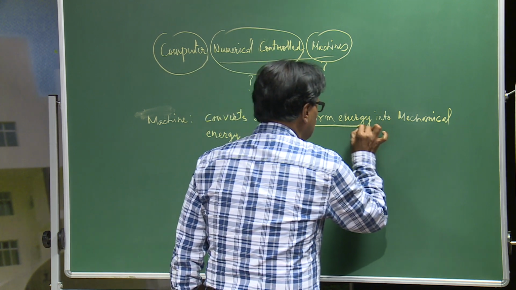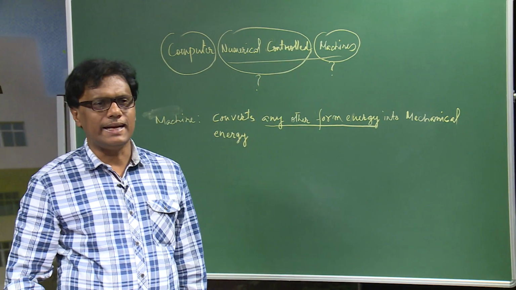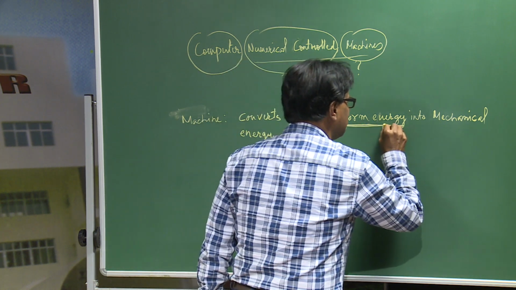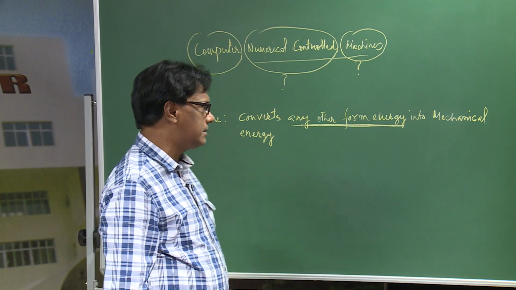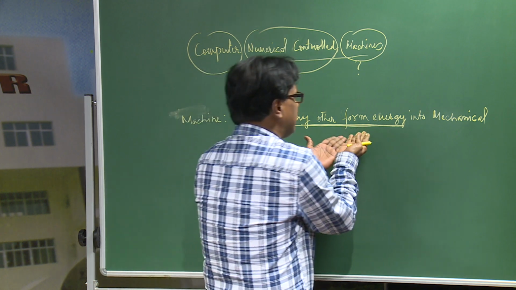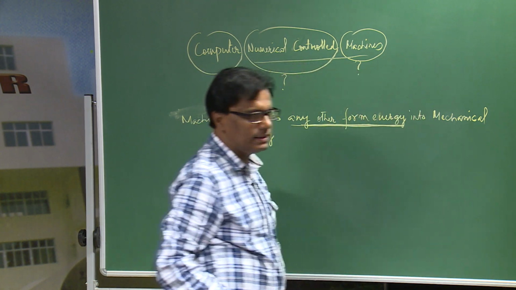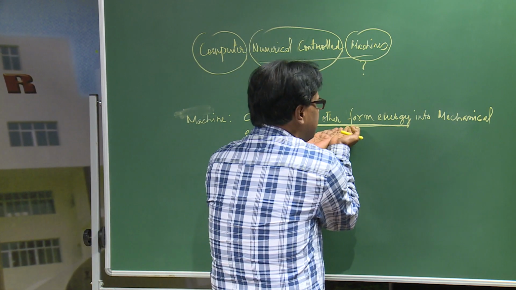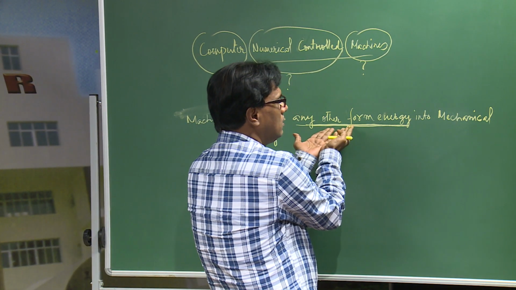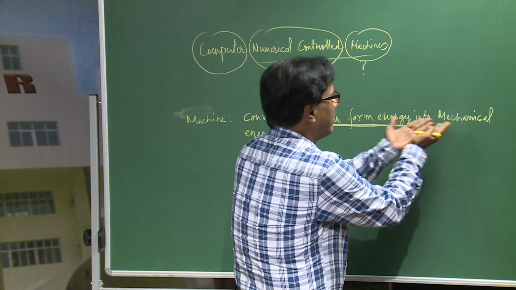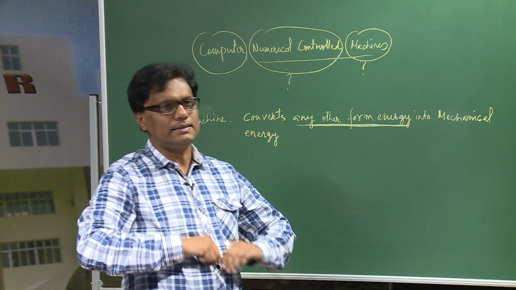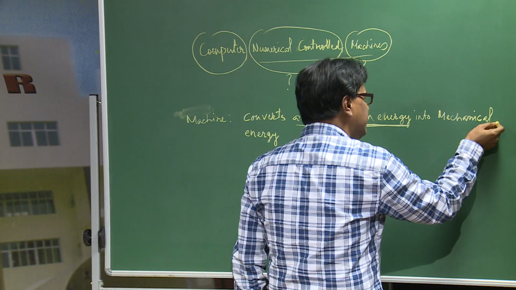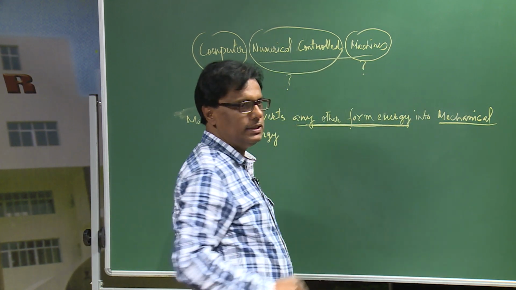Now, what is any other form of energy? If this energy is electrical energy and the machine converts electrical energy into mechanical energy, then it is electrical machines. If hydraulic energy is used and it is converted to mechanical energy, then it is hydraulic machines. Now, let me quantify this.